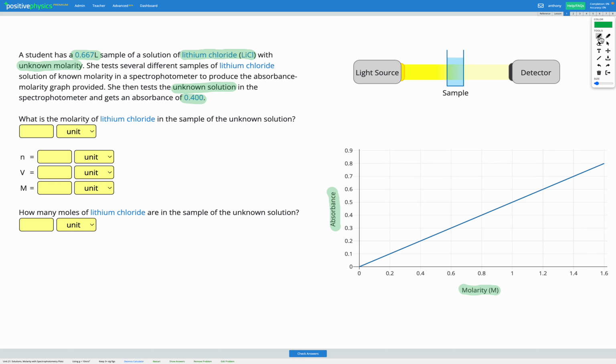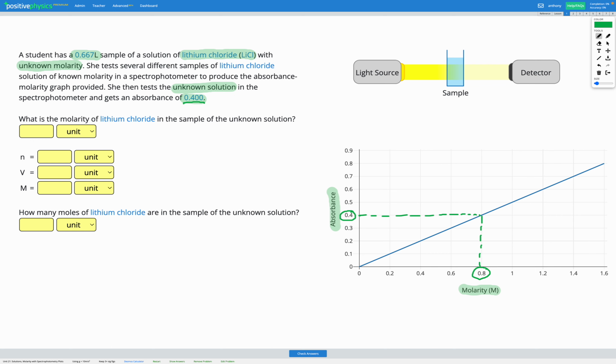So we're told that our unknown solution has an absorbance of 0.400. So if we look on our y-axis, our absorbance is 0.4 for the unknown solution. So if we follow along to see where that hits our graph, and then we follow down, we'll see that an absorbance of 0.4 corresponds to a molarity of 0.8.